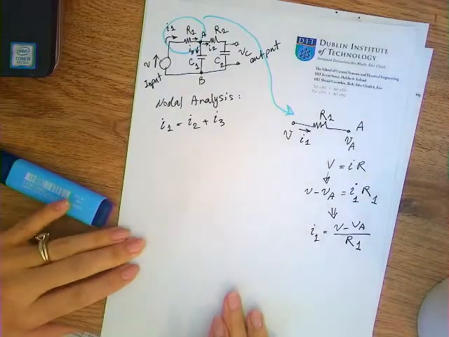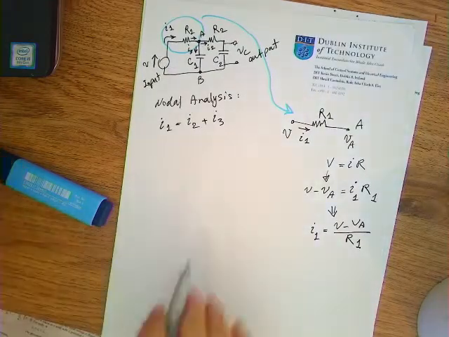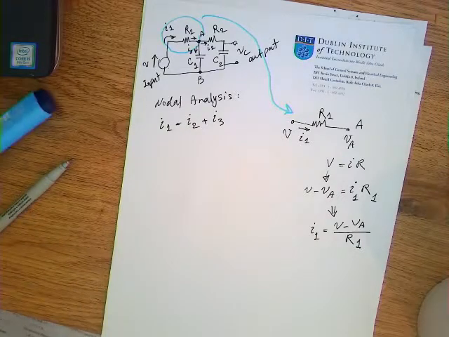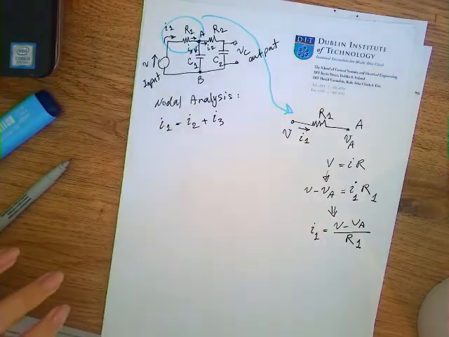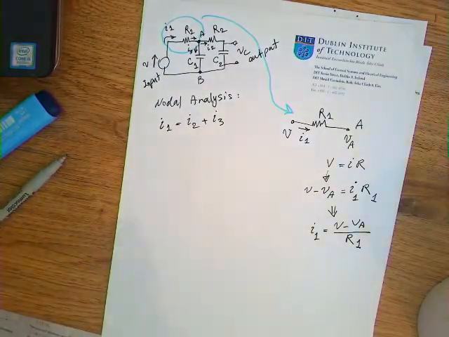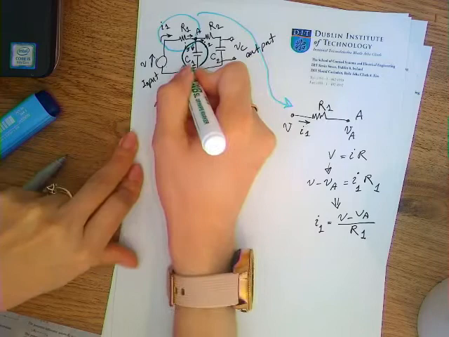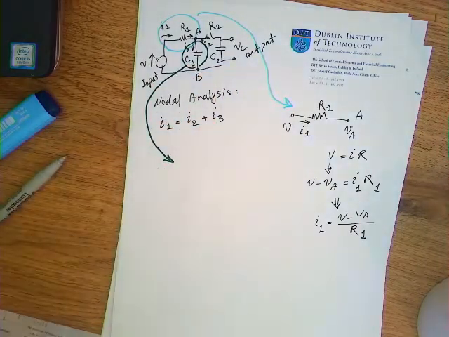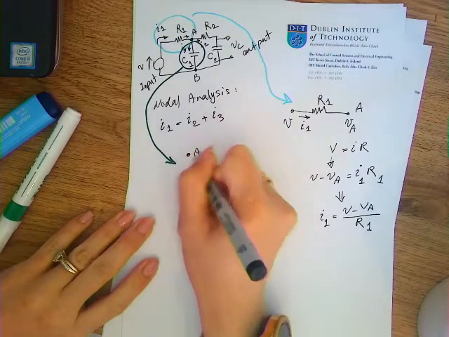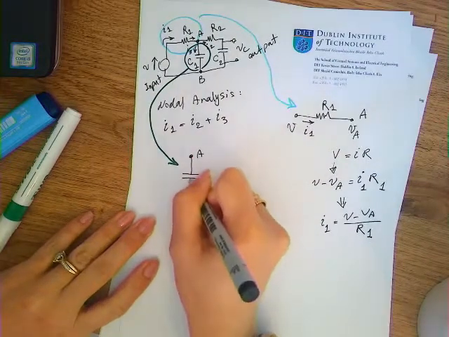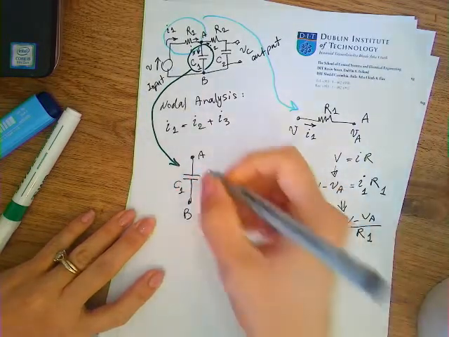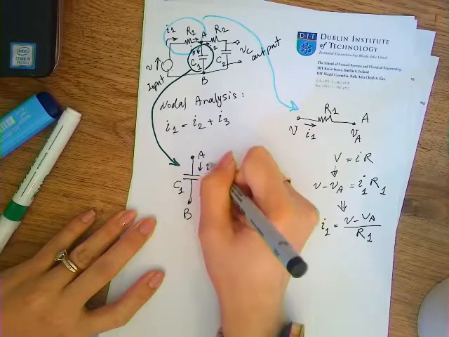Now let's look at C1. I'm going to draw C1 again. I don't want to use the same color. Do I have another color to use? Yeah. Okay. So this is my point A, and this is my capacitor, and this is my point B. This is C1. The current that is flowing is I3.